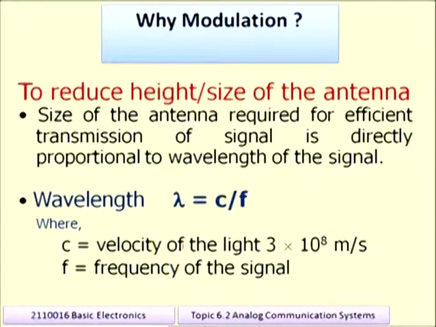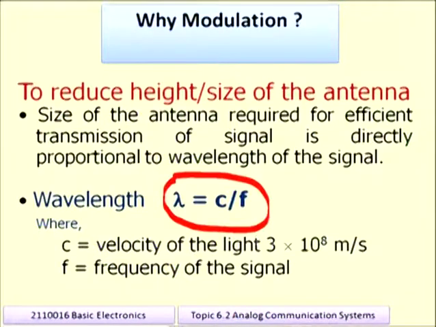Then a question may occur in your mind: why is modulation required? The first important requirement is that we want to reduce the size of the antenna. That is the main motive behind modulation. If we transmit our signal directly without modulation, then we require an antenna of the size of kilometers, which is practically not possible because it is directly related to the wavelength lambda. As you can see in this slide, lambda is equal to c divided by f, where c is the velocity of light, 3 x 10^8 meters per second, and f is the frequency of the signal which we are transmitting.